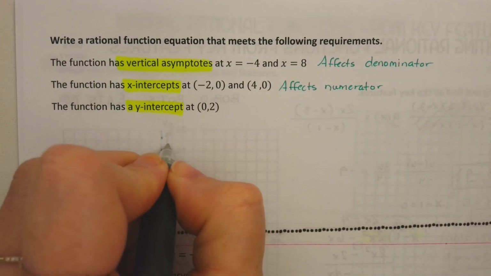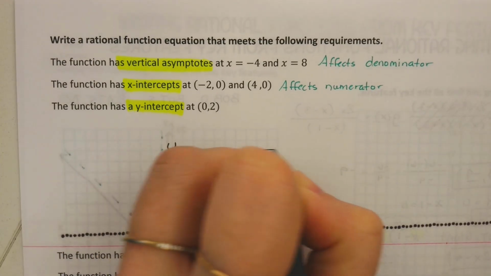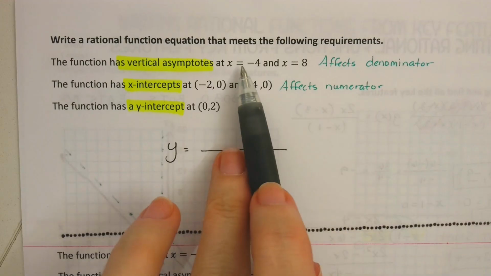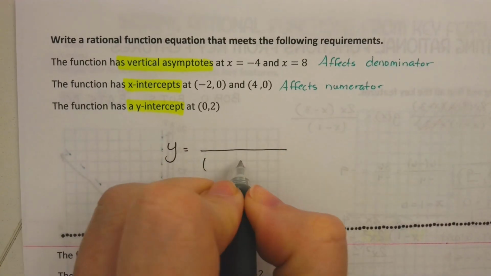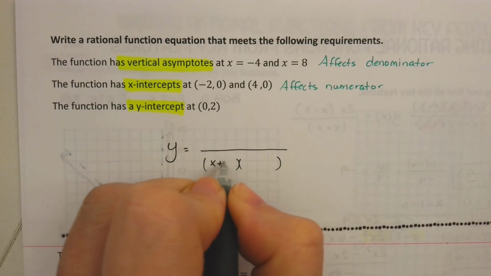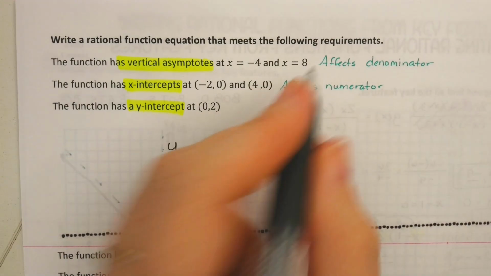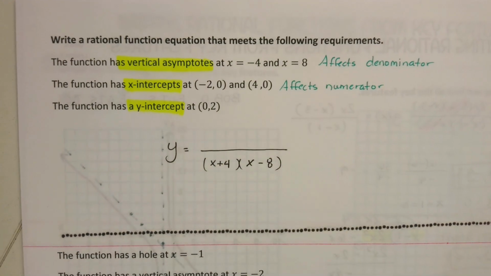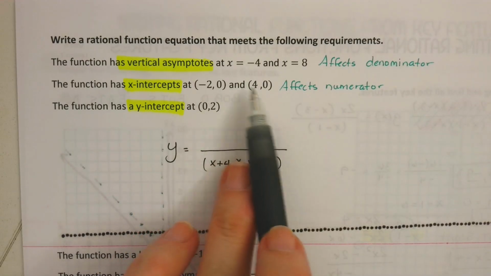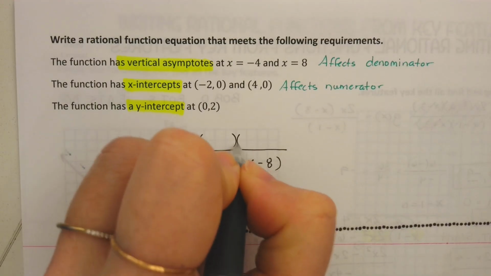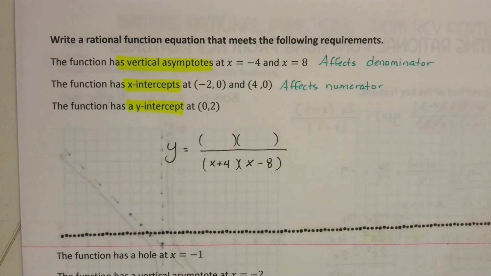So I'm going to set up what I know about it so far. Okay, starting with the vertical asymptotes. That's going to affect my denominator. What two factors would be in my denominator then? X plus 4 and x minus 8. Good. Okay, and then similar with the numerator, these two came from the numerator. That would basically be two different factors in the numerator. What would be my two factors in my numerator?